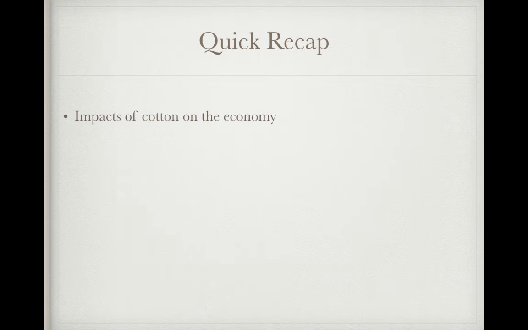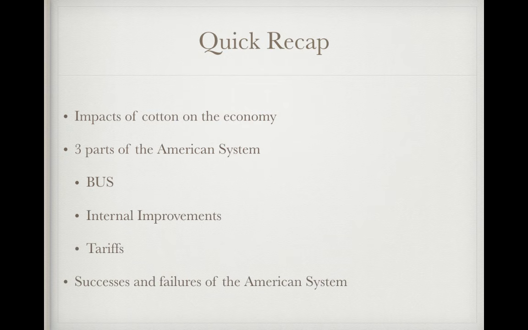All right, quick recap. What are the impacts of cotton on the economy? 3 parts of the American System. Know all 3: the bank, internal improvements, tariffs, and successes and failures of the American System. Be able to explain it in a short answer or essay topic.